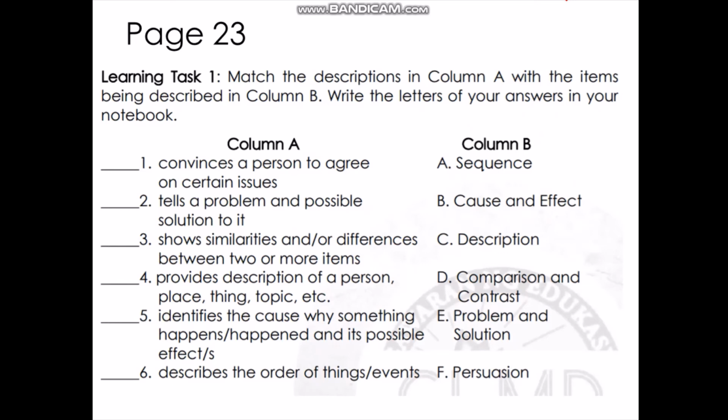F, persuasion? Number 5, it identifies the cause, why something happens or happened, and its possible effect or effects. Is it letter A, sequence, B, cause and effect, C, description, D, comparison and contrast, E, problem and solution, or letter F, persuasion? Last, number 6, describes the order of things or events.